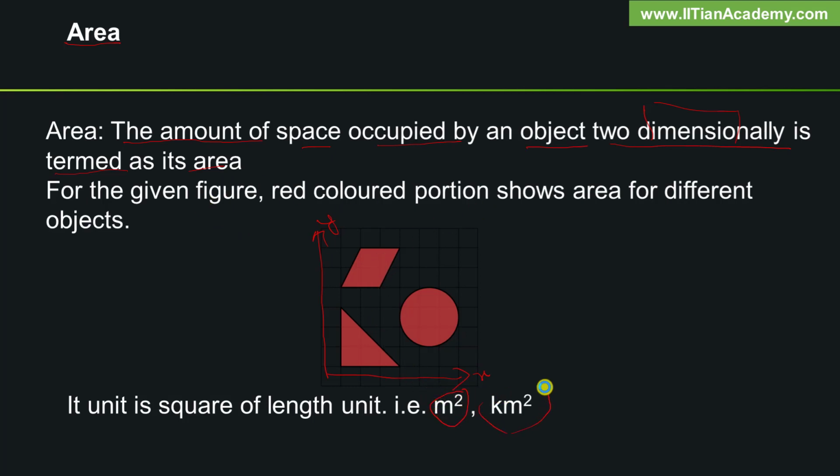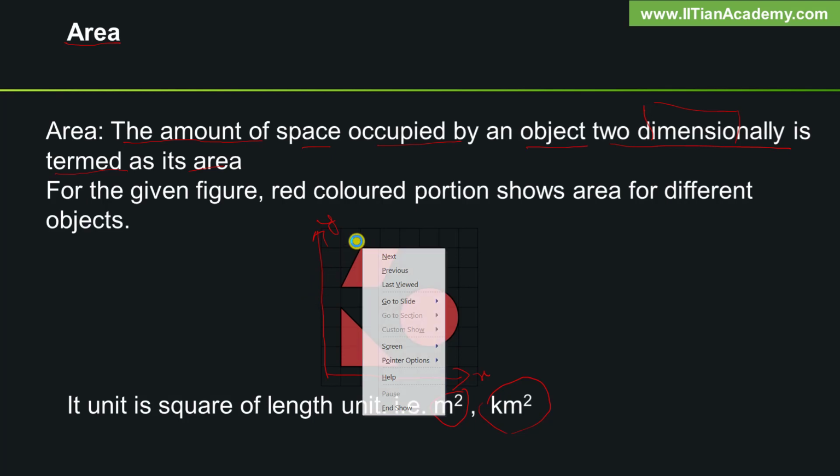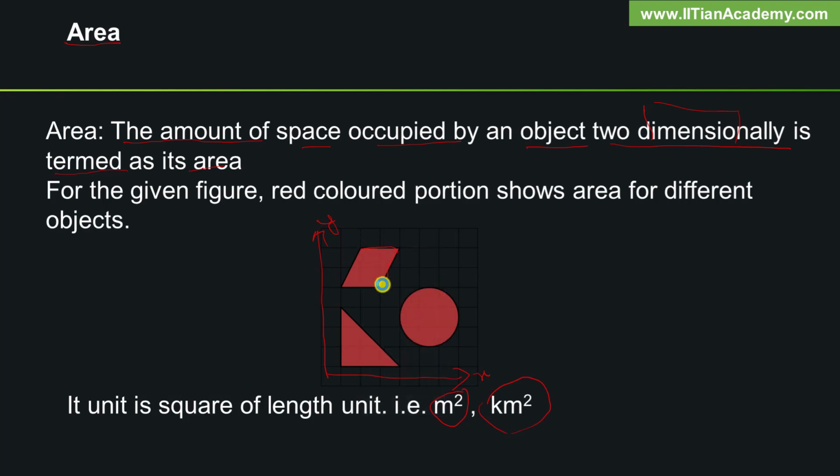To understand what is the difference between perimeter and area, let us see these figures here. This length of boundary line is called perimeter, whereas this red shaded portion is called area. This is the surface area enclosed by the figure.